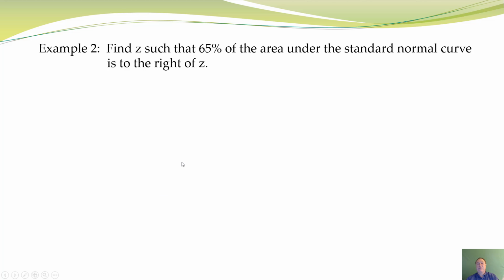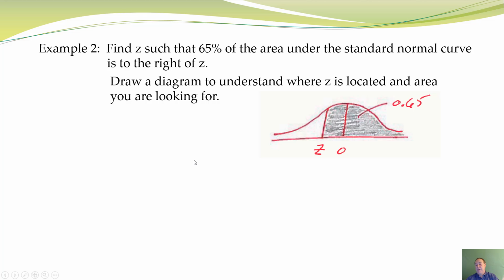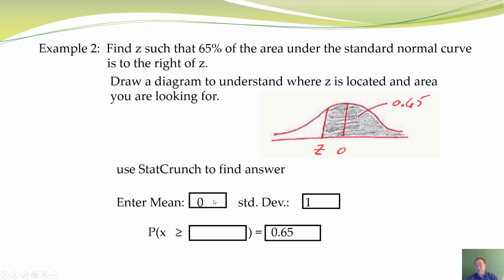Find z such that 65% under the normal curve is to the right of z. Well, 65% to the right of z, so that puts z down here to the left of 0 again. 65% is 0.65. Use StatCrunch. The mean would be 0, standard deviation would be 1. I would choose greater than or equal to and put in 0.65 for the area. And click compute.